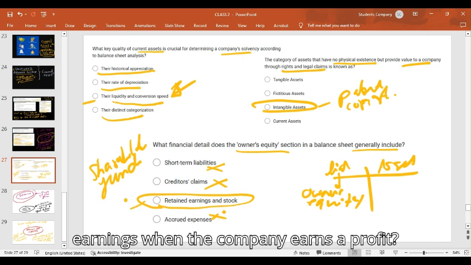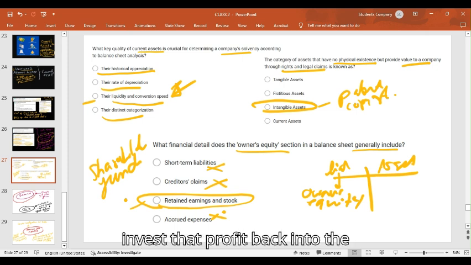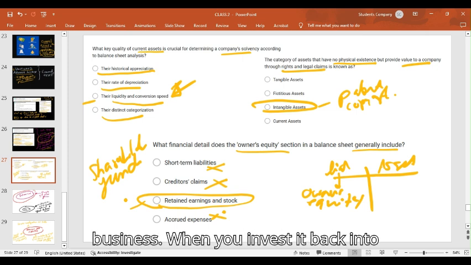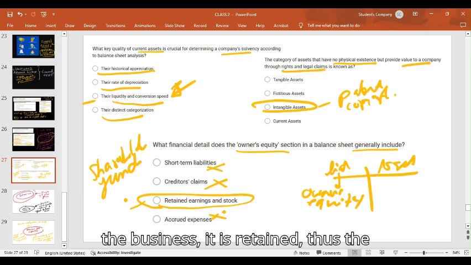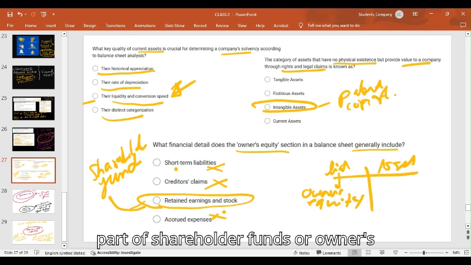And what are retained earnings? When the company earns a profit, either you can distribute that profit or invest that profit back into the business. When you invest it back into the business, it is retained. Thus, the name retained earnings, and this will form part of shareholder funds or owner's equity.